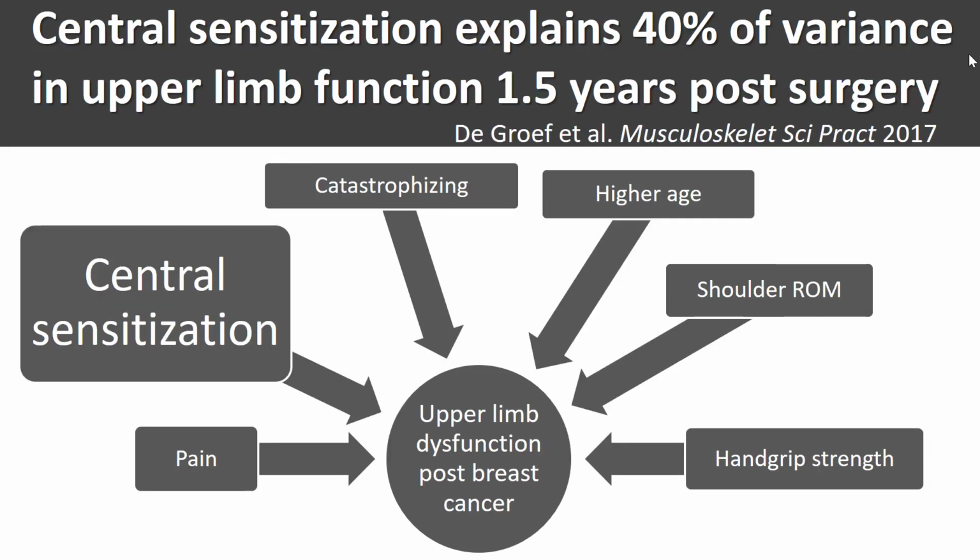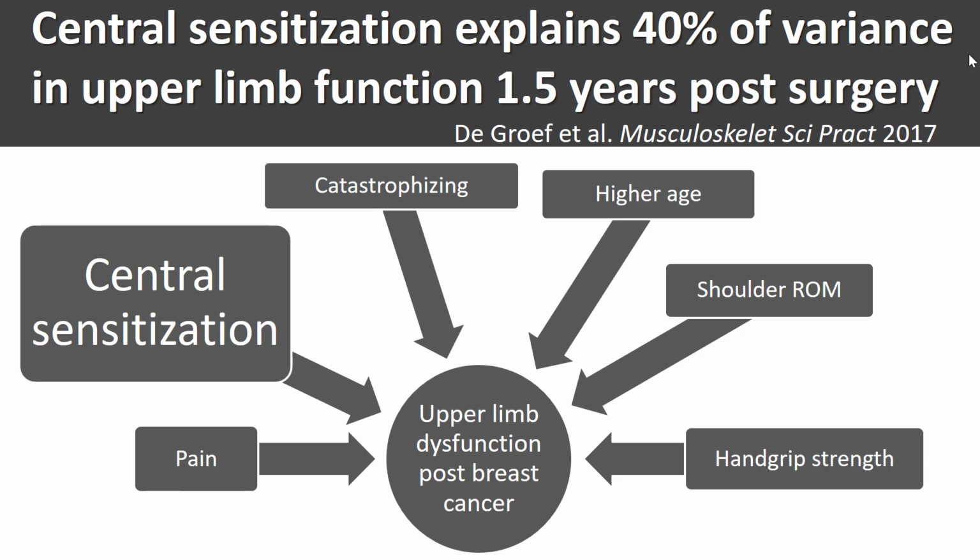And more recent work by Anne de Groef from Leuven showed, again, that central sensitization takes a part in the pain experience of many breast cancer survivors as well. From her work, it was even shown that central sensitization explained up to 40% of the variance in upper limb function, so not only pain but also upper limb function in patients who were 1.5 years following breast cancer surgery.